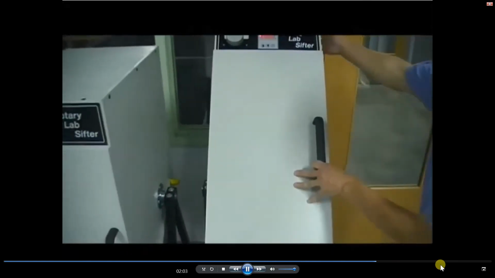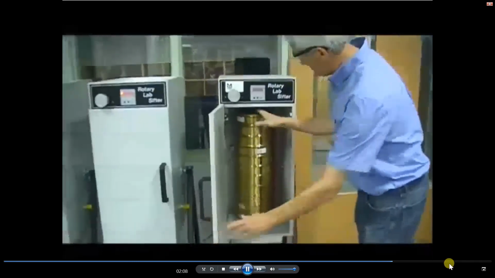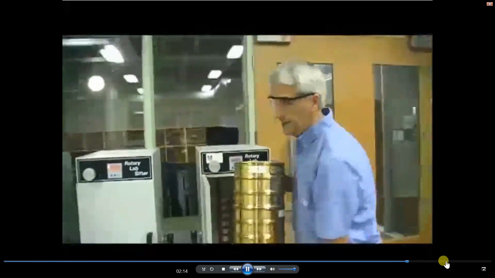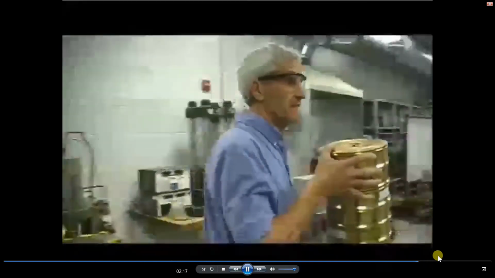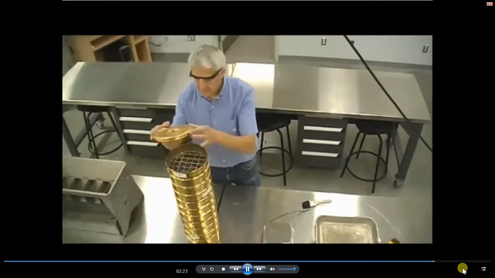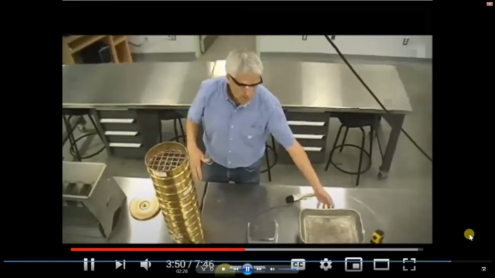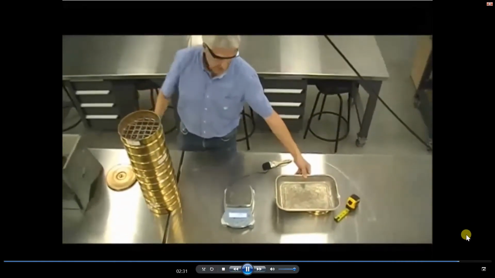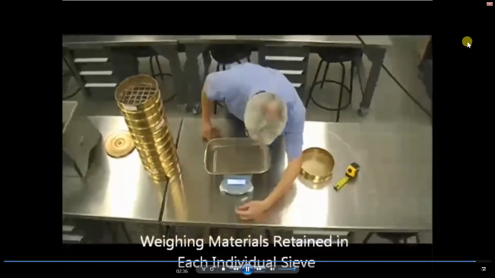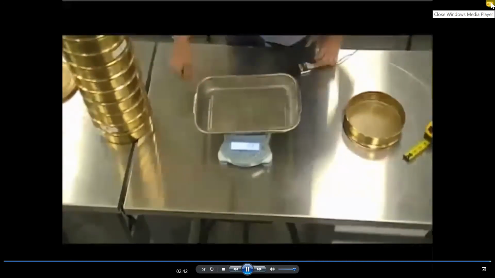Once the shaking process is completed, we retrieve the series of sieves from the shaker, and we bring it back to our weighing station. At this point, we're going to dismantle the setup, and individually, sieve by sieve, we're going to weigh how much material was retained in each sieve. So the first thing is to tare the scale, so we start with a 0.